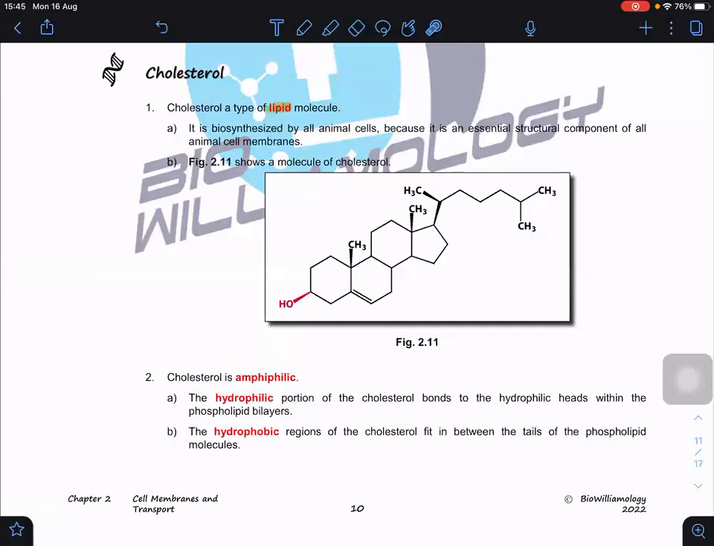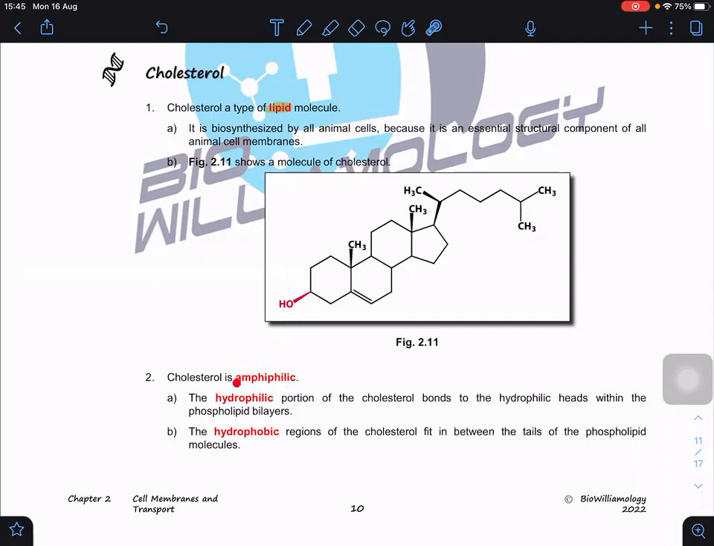Be careful. We always say plants don't have cholesterol. So they use a different kind of sterol, named as sterol. Okay, so biosynthesis in animal cells, because it is an essential structural component of all animal cell membranes.